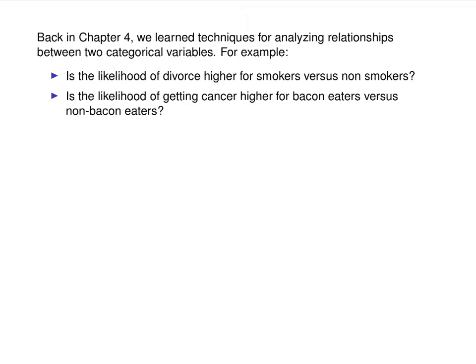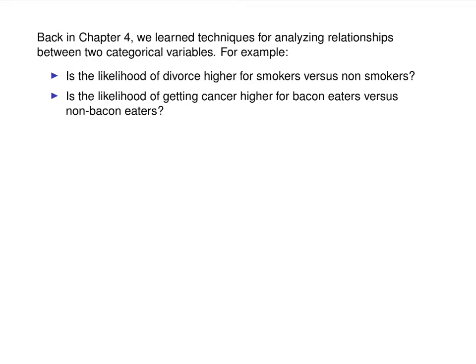So, back in chapter 4, a long time ago, we talked about looking at whether two categorical variables were related. We did some examples like, is the likelihood of divorce higher for smokers versus non-smokers? Remember that? We did a chi-squared thing. We found these expected value things. Or are you more likely to get cancer if you eat bacon than if you don't eat bacon? Apparently you're not supposed to eat bacon, which is very sad.